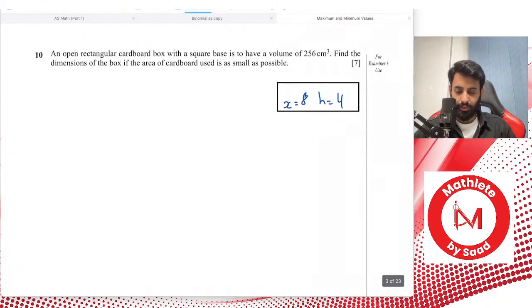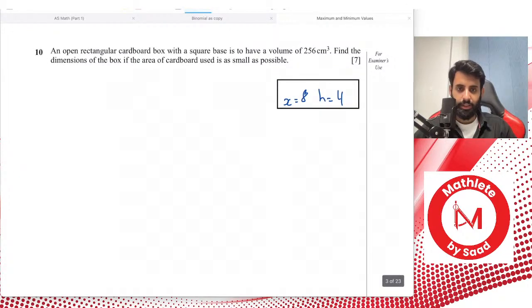So here's question number 10. Let's see what it says. Question number 10 says, an open rectangular cardboard box with a square base is to have a volume of 256 centimeter cube. Find the dimensions of the box if the area of the cardboard used is as small as possible. Okay, so how does this work? An open rectangular cardboard box with a square base is to have a volume of 256 centimeter cube.